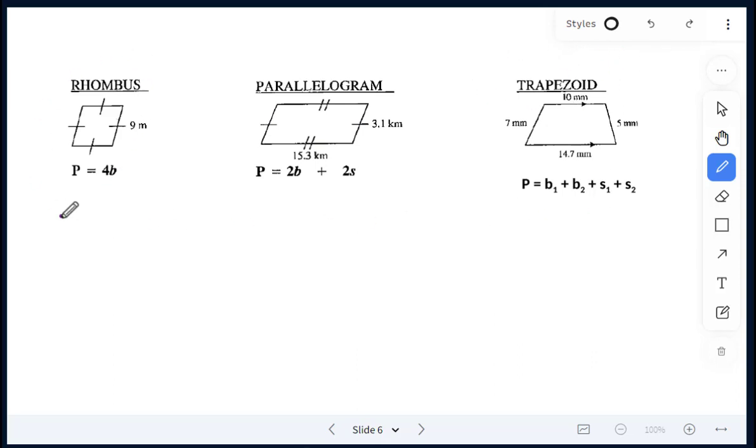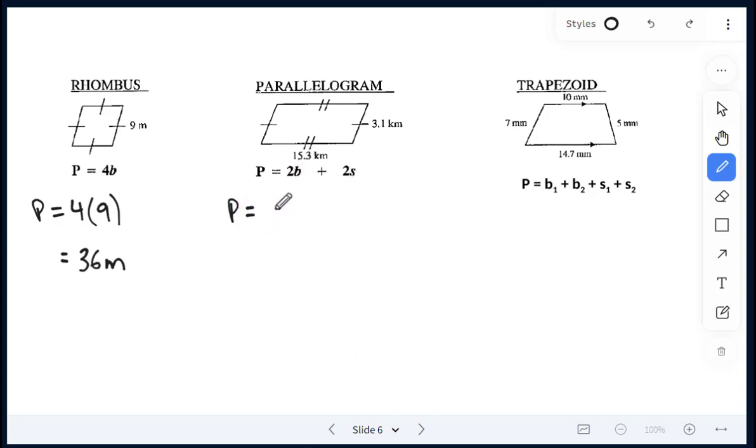So for a rhombus, the perimeter formula is P equals 4B. B here is just called the base, or the four bases there. So P will be equal to 4 times 9. That is 36 meters.